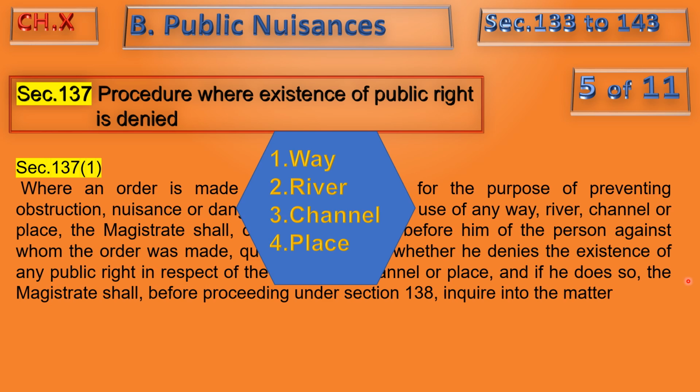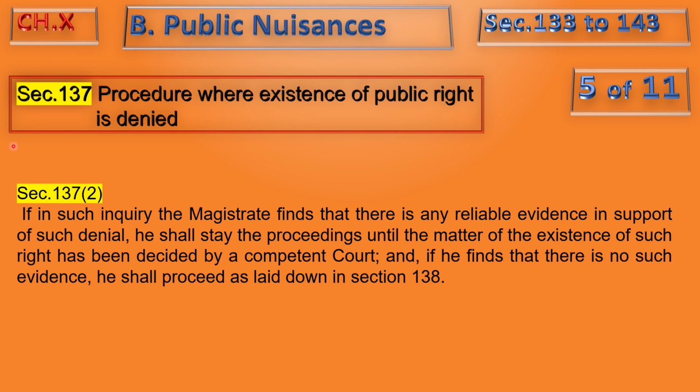Next, subsection 2 of section 137 says, if in such inquiry the magistrate finds that there is any reliable evidence in support of such denial, he shall stay the proceedings until the matter of the existence of such right has been decided by a competent court. And if he finds that there is no such evidence, he shall proceed as laid down in section 138. So, subsection 2 of section 137 speaks about two things. One, if the evidence shows that there is no such nuisance, then definitely he will stay the proceedings. But if he thinks there is some kind of nuisance created by that person, then he will proceed as per the procedure laid down in section 138, which we are going to cover next.